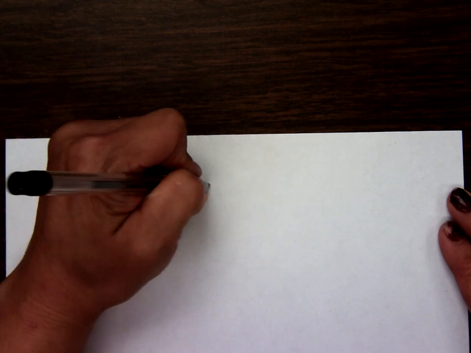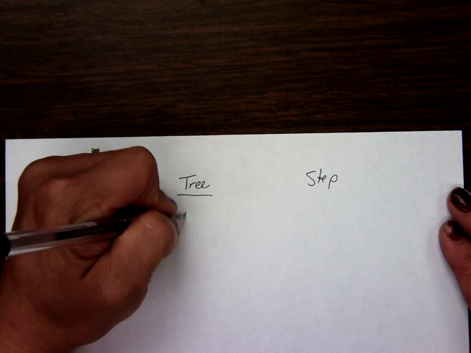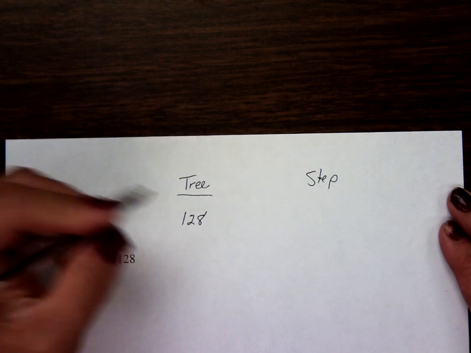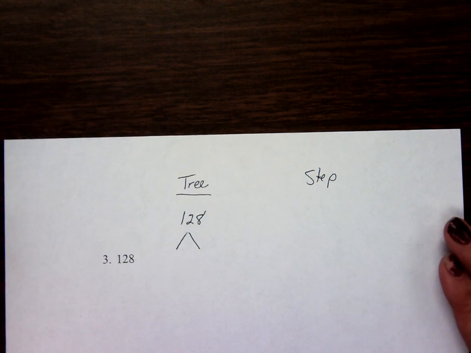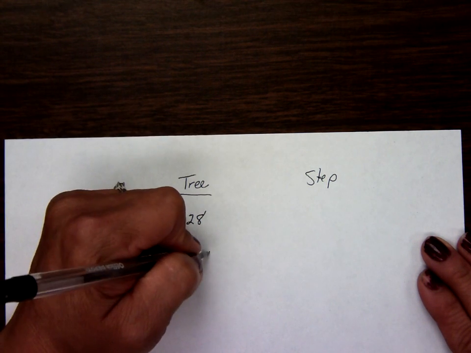Okay, let's try one more. 128. So try to do it on your own, and when you're ready, you can go ahead and push play. So tree and step. So under tree, you have 128. Two numbers that when you multiply, you get 128. Well, I know this is an even number, so I'm going to try 2, and this would be 64. So 2 is prime.